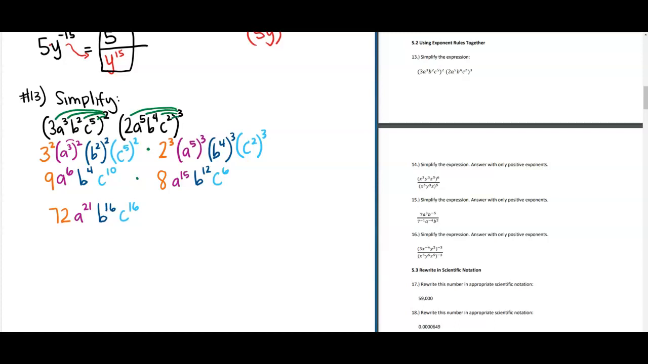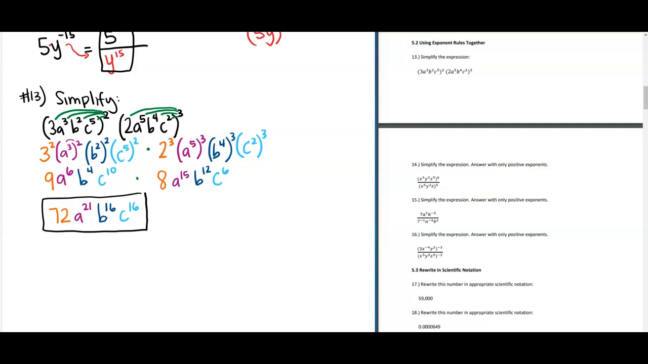All right, and then we can tell that it's all the way simplified because we have our numbers in one place, we have our x's all together, our a's all together, our b's all together, and our c's all together. So that's how we can tell that we have it all done. That would be our answer.